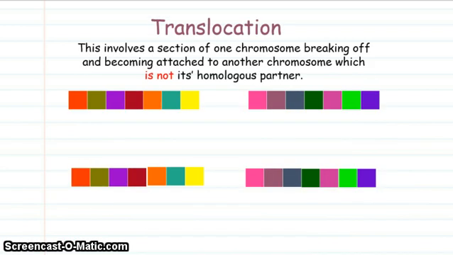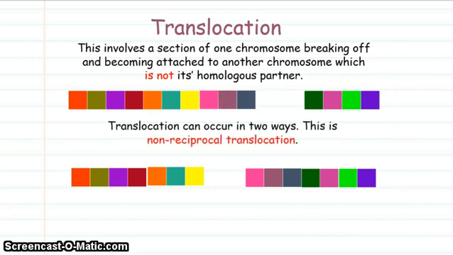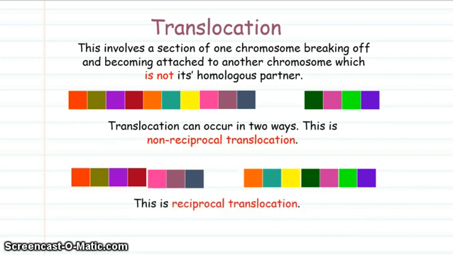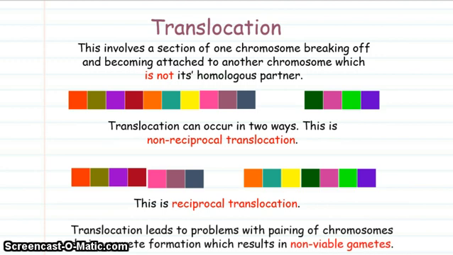Now the final type, translocation. Now this is swapping of genes between chromosomes that are not the homologous partners. Now in the first instance, a section of genes moves from one chromosome to another. That's called non-reciprocal translocation. And the second is where both chromosomes swap a certain number of genes, like so, and that is reciprocal translocation. Once again, because of the altering of the sequence and number of genes, it results in non-viable gamete formation during meiosis.